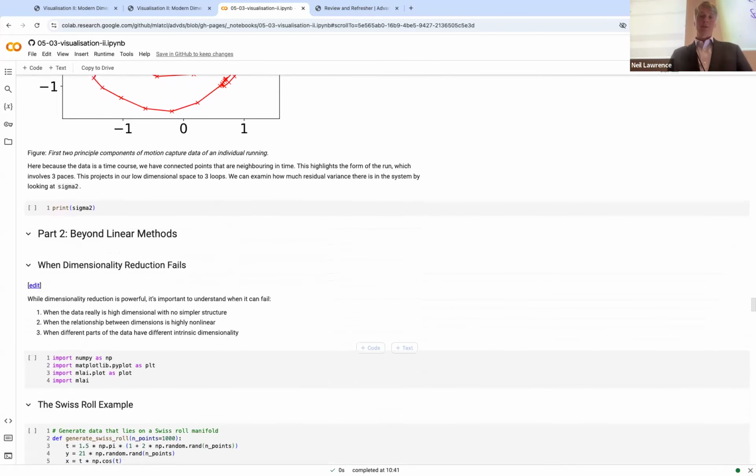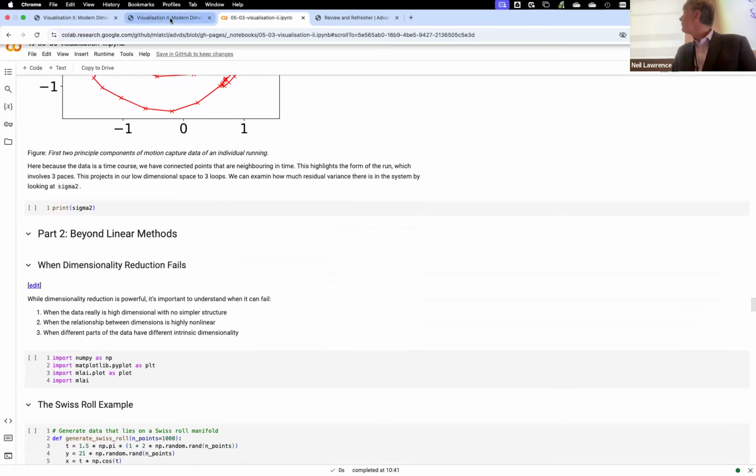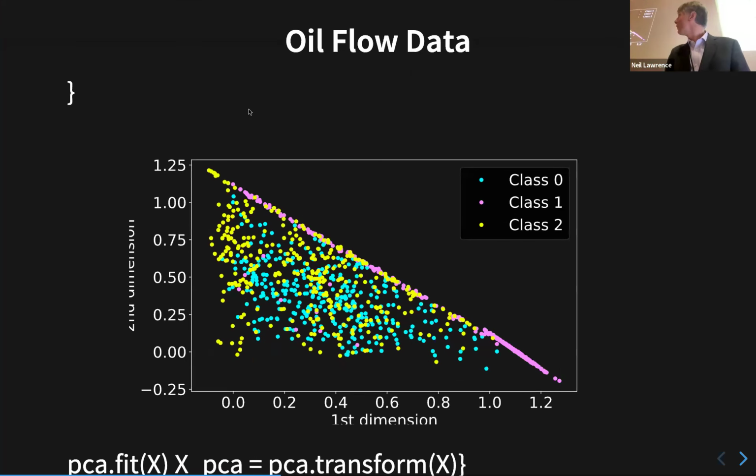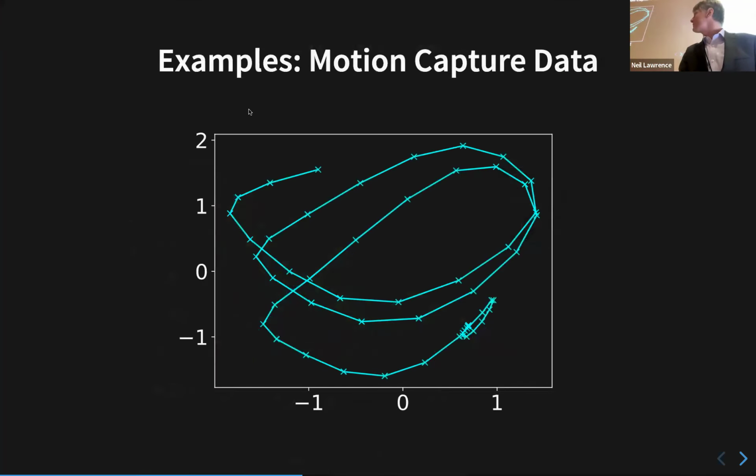Okay. So we'll just go on to do a bit of stuff on going beyond these linear methods, because, in practice, things aren't often linear. Well, neither of those things was linear, right?